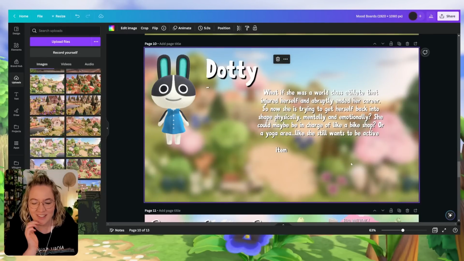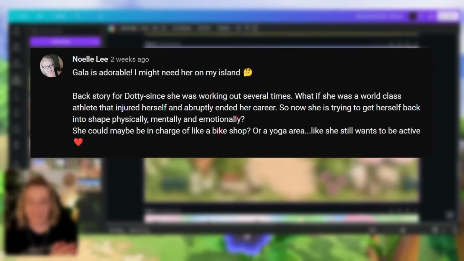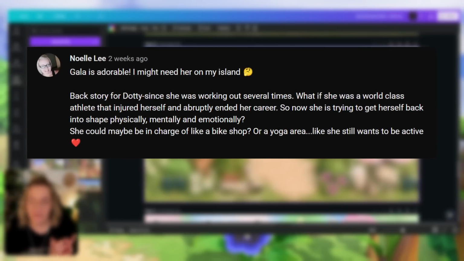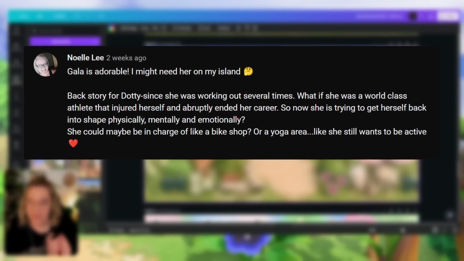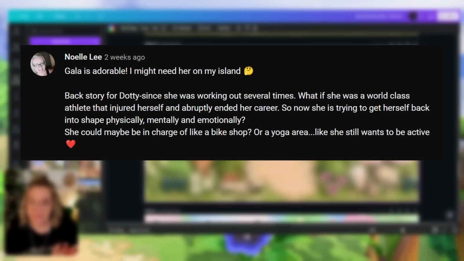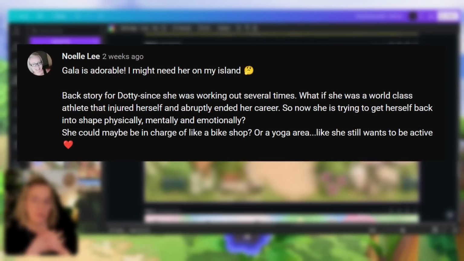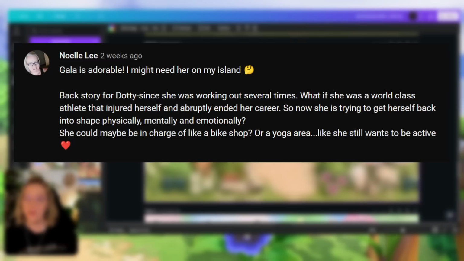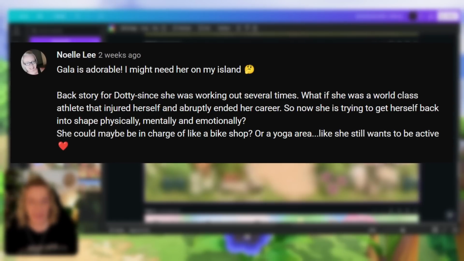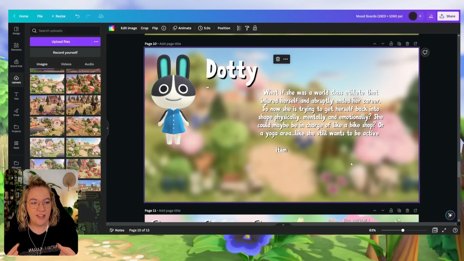Okay, so for Dotty, someone said, what if she was a world-class athlete that injured herself and abruptly ended her career? So now she's trying to get herself back into shape physically, mentally, and emotionally. She could maybe be in charge of a bike shop or a yoga area, like she still wants to be active. This kind of came to life because she kept working out and she kept doing yoga every single time.